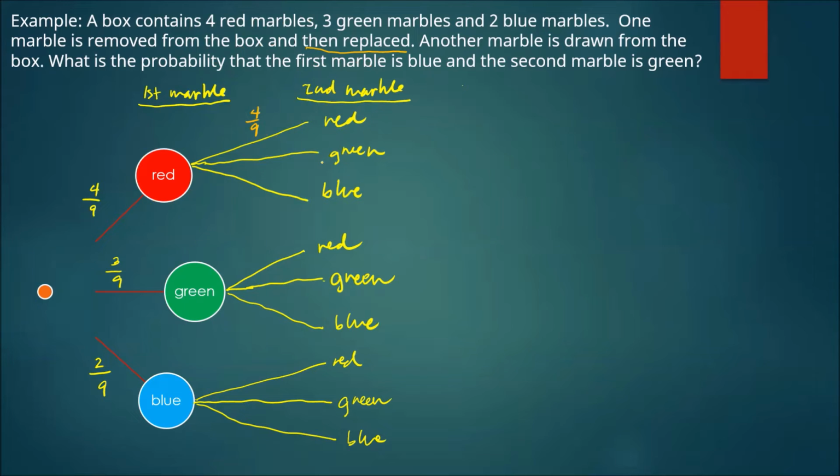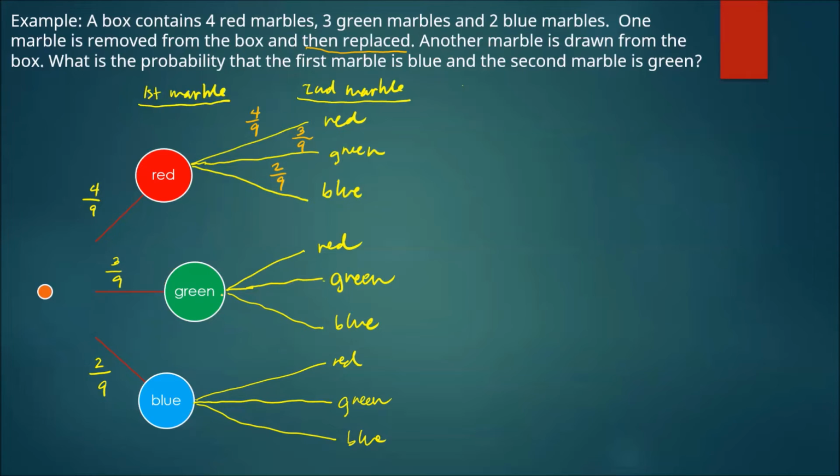And in picking the second marble, how many green marbles are there? Yes, there will still be 3, and there will still be 9 marbles inside the bag because we replaced it, right? Now, in picking the blue, yes, there are still 2 blue marbles inside the bag. So the probability of picking a blue is 2/9.